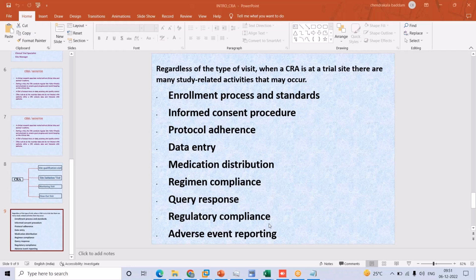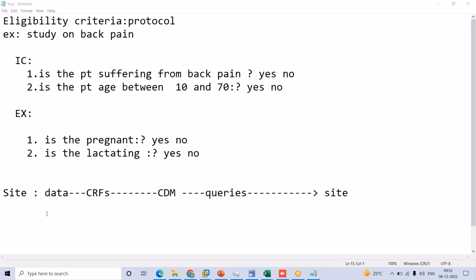Next, adverse event reporting. So what do they do in adverse event reporting? Are all the adverse events being properly logged and reported? So first of all, what is an AE? What is an adverse event, and when can we call it serious?